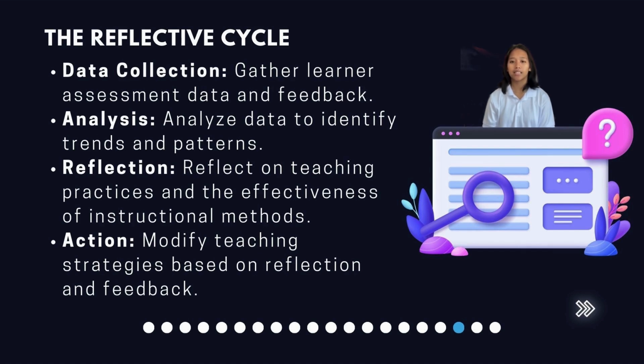Next is the analysis. The purpose of analysis is to identify patterns, trends, and areas for improvement. The process is to analyze the collected data to identify strengths, recognize successful teaching strategies and student achievements. Second is to identify the weaknesses: pinpoint areas where instruction could be improved. Identify gaps: determine any gaps in students' understanding or skill development.